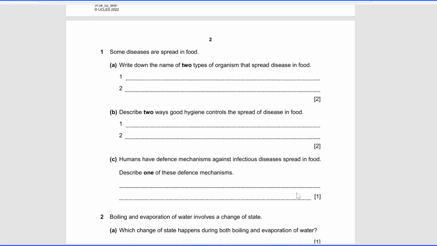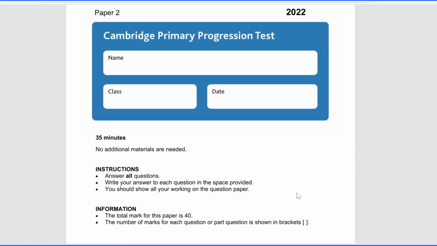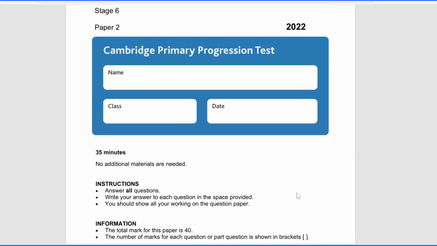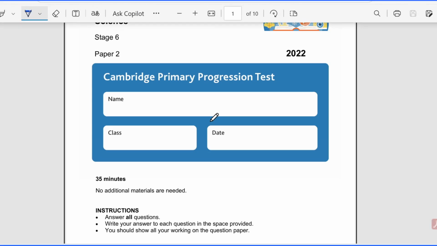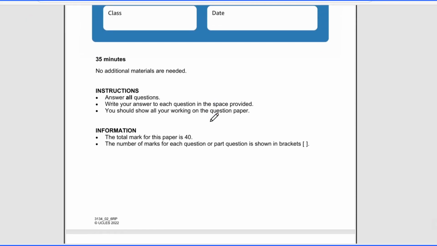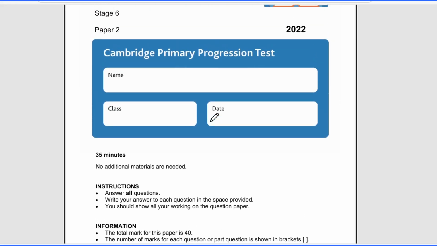Hi guys, today we're going to discuss the science primary progression test for stage 6 from the year 2022. The total time for this paper is 35 minutes altogether. Answer all the questions; the total mark is 40.